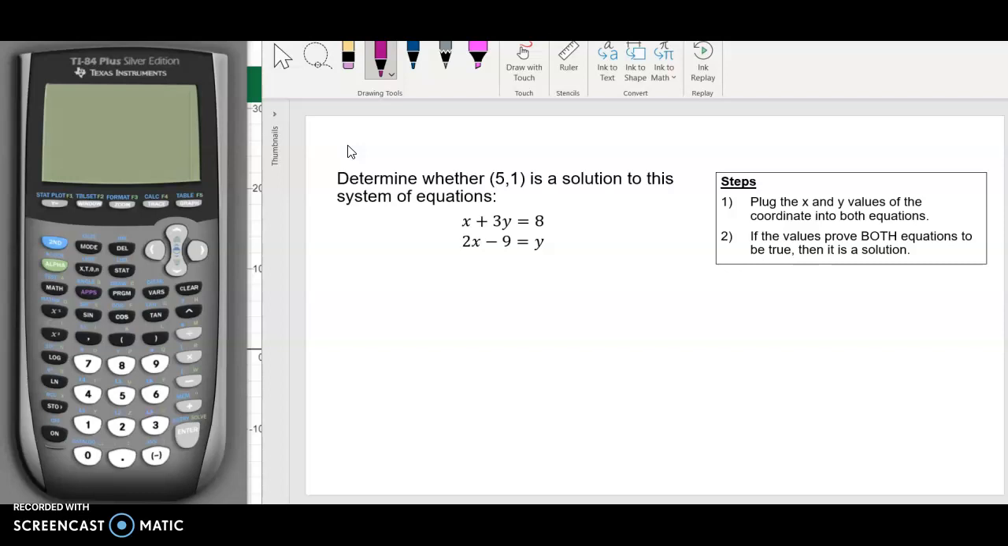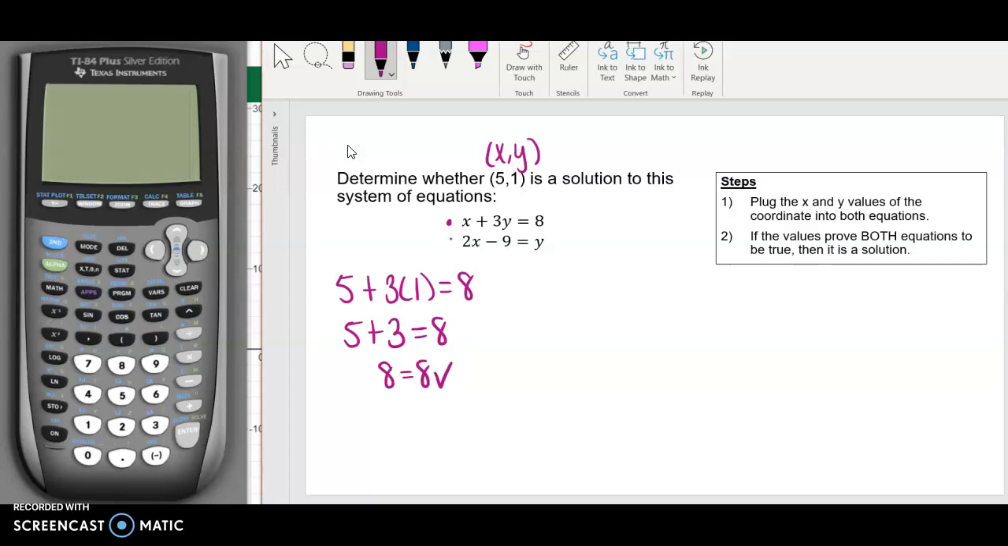So for example, if we want to verify whether (5, 1) is a solution to the system, we're going to plug (5, 1), which is an x and y value, into each of these equations. When I plug it into the first equation, I get 5 plus 3 times 1, and I'm checking whether that equals 8. Well, 5 plus 3 times 1 is 5 plus 3, and that does in fact equal 8.